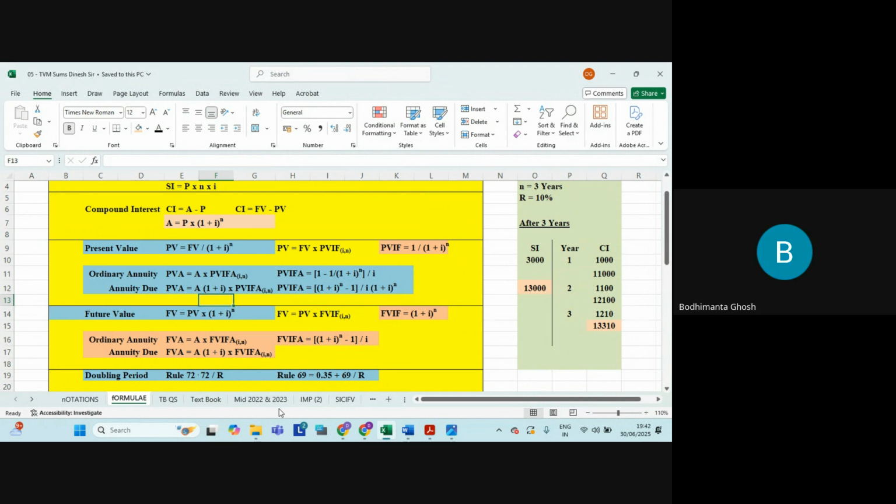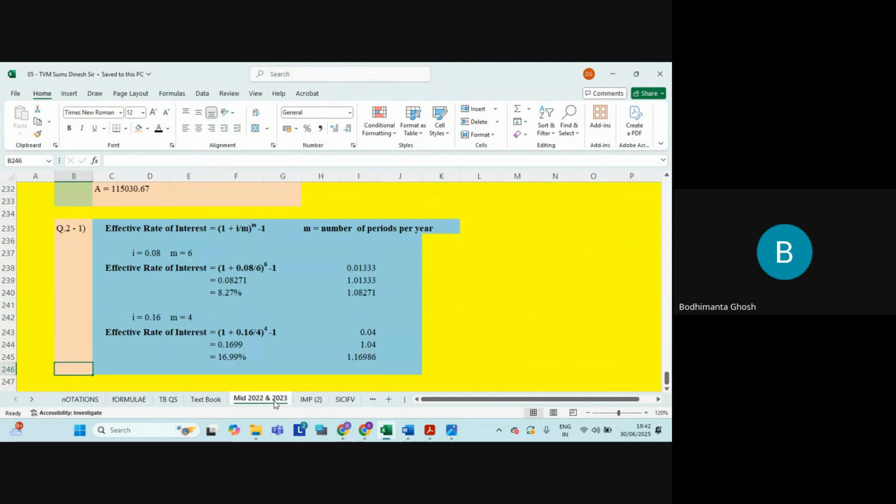Has annuity due for present value ever come in past years? I just don't remember, so when we solve, we will come to know. Okay. I have already shared these papers; I will share again in this paper also, right? Okay.